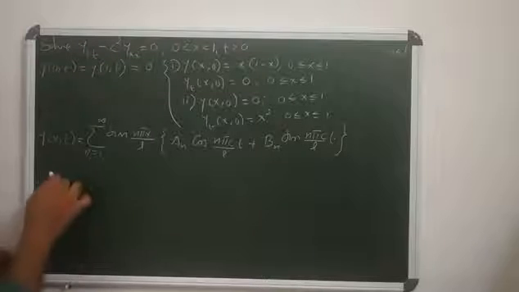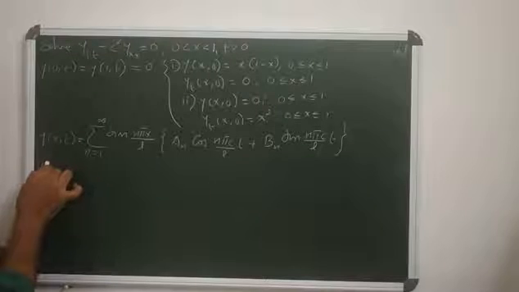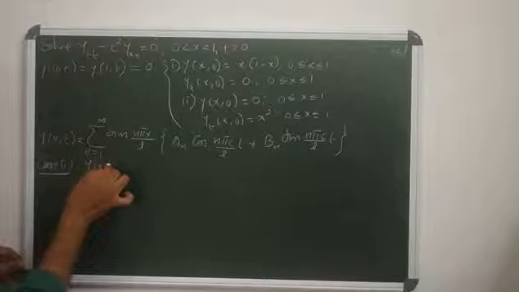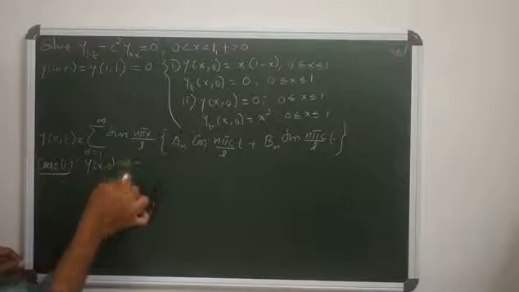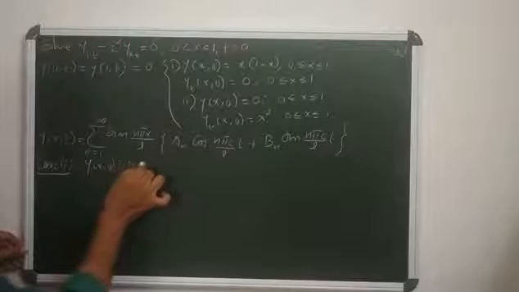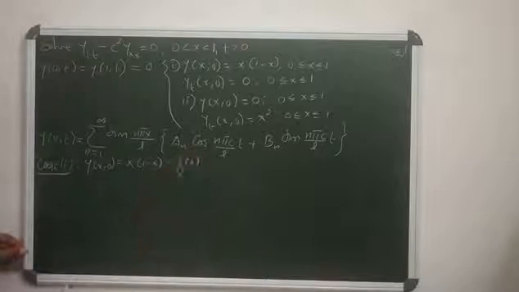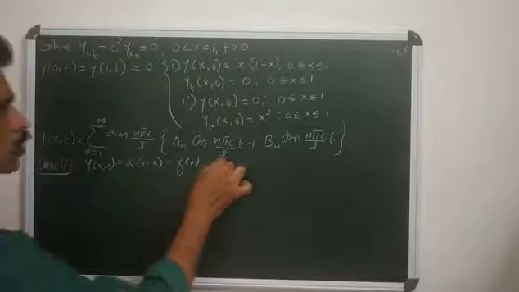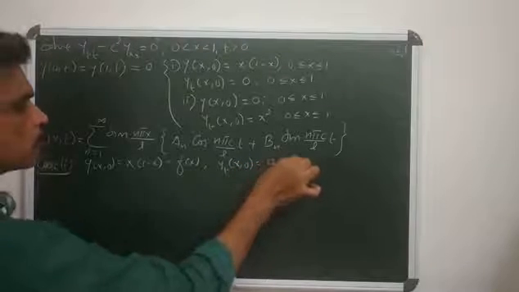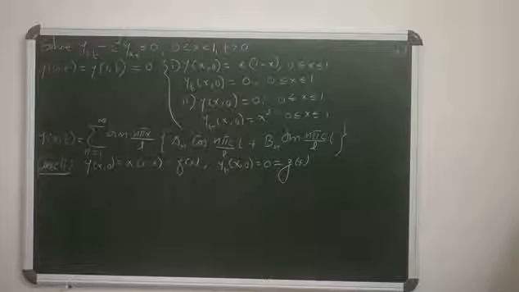Here, what is y(x,0) in the first case? Sorry, y(x,0) is not 0, y(x,0) equals x into 1 minus x. So this is f of x, y(x,0) equals f of x. And yt(x,0) equals 0, that 0 means yt(x,0) is g of x. Okay, so what is an?